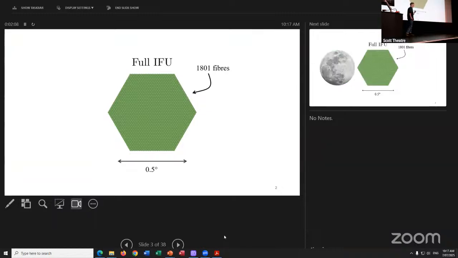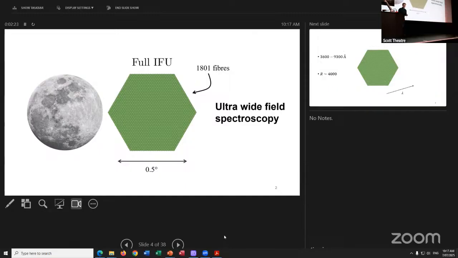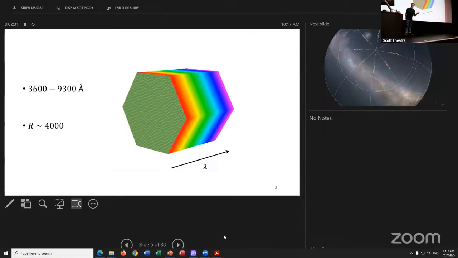In terms of the size on the sky, it's about half a degree across, which conveniently for talks is about the size of the moon. So every single pointing of the telescope, you're mapping a part of the sky basically the size of the moon. And so this puts LVM in this new regime of ultra wide field spectroscopy. In terms of the spectral coverage, as I said, it's optical and near infrared, and the spectral resolution is mostly on the order of about 4,000. It varies a little bit.